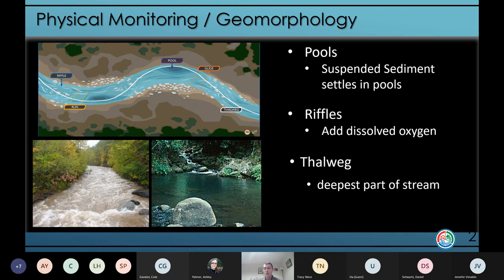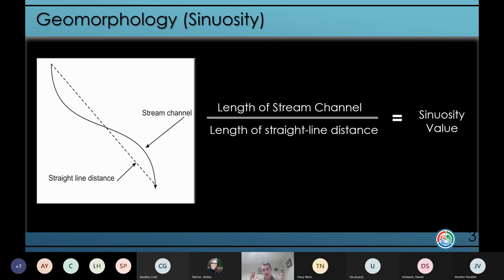There's a whole ton of different metrics that we would use to look at geomorphology, including riffles and pools. Another one that we look at pretty frequently is called sinuosity. That is kind of like the curviness or the waviness of a stream. To give a numerical value to that, we can walk the length of an actual stream, as it curves naturally, and measure that length. Then over the exact same distance in a straight line, we connect those dots on either side. We divide the length of the stream channel, as it meanders its own way, by the length of the same area in a straight line, and that gives us a sinuosity value.